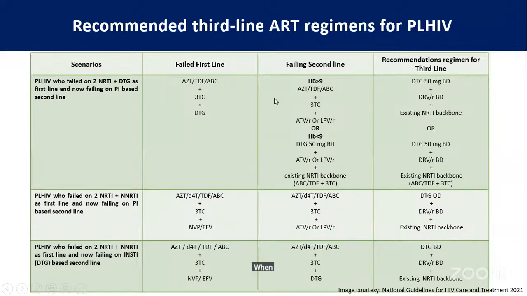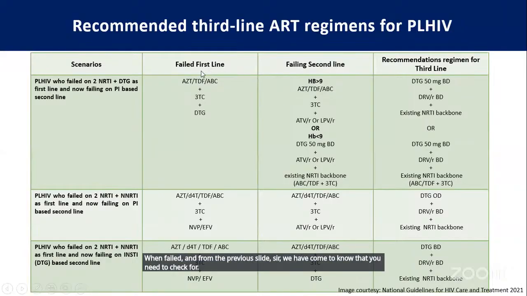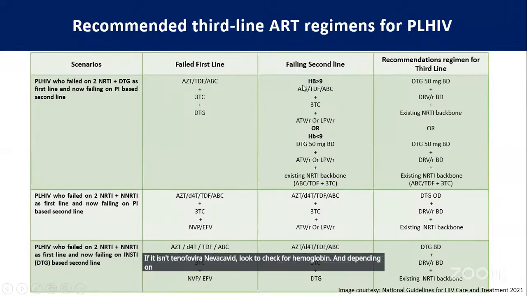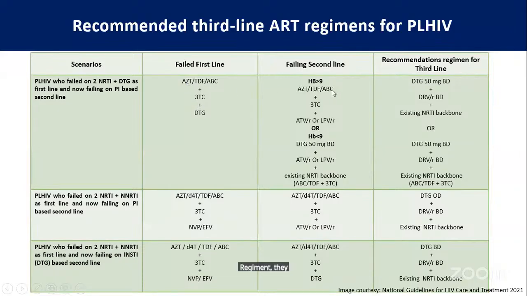When failed, from the previous slides we have come to know you need to check, if it is tenofovir and abacavir, to check for hemoglobin. Depending on the hemoglobin, if it is high, the patient can be on AZT, and patients who fail on an AZT-based regimen get TDF or abacavir, with 3TC common to all ARV regimens, plus either a boosted atazanavir ritonavir or a lopinavir ritonavir.